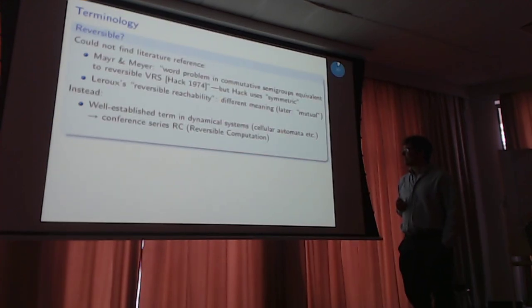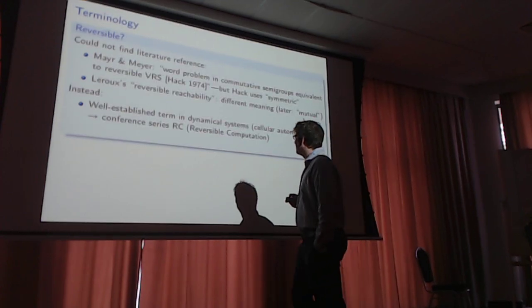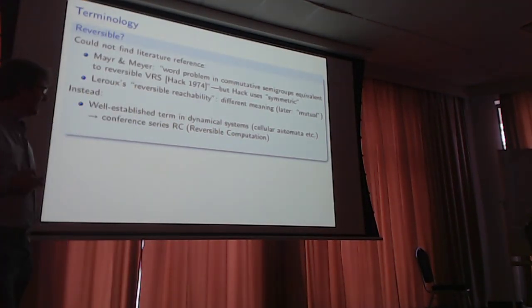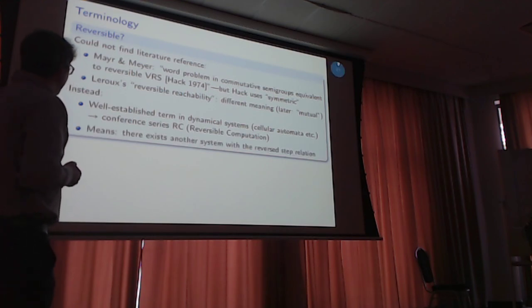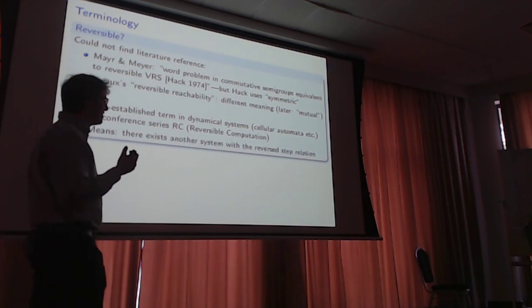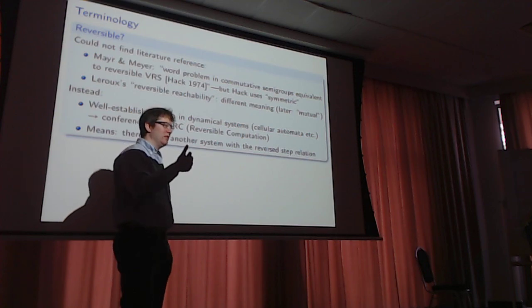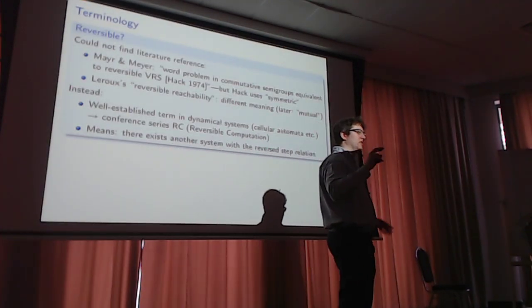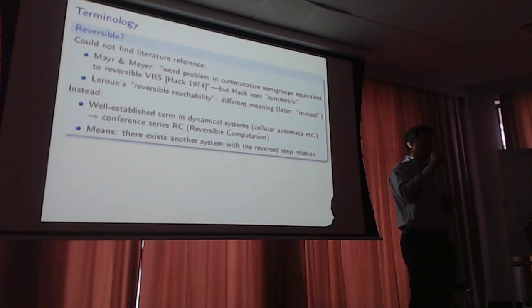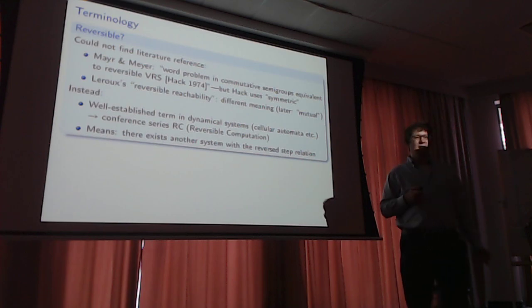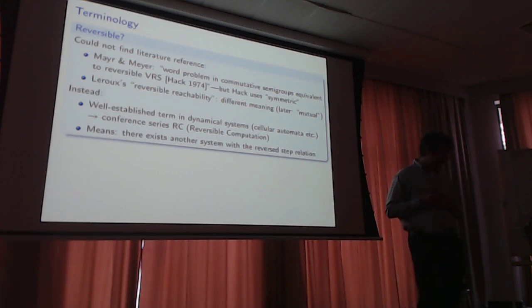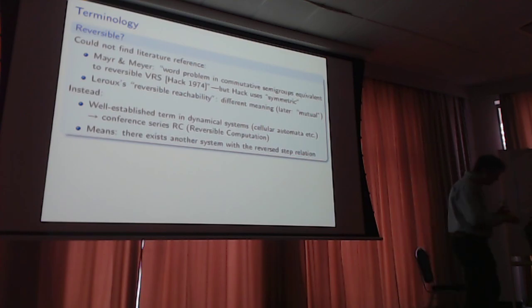Instead, there's a very well-established term in dynamical systems called reversibility, but it means something very different. It means that there exists another system whose step relation is exactly the reverse. For VAS, that's trivially always the case. You can just take the system, reverse all the edges, and you have another VAS. So in that sense, all VAS are reversible. For them, it's about preserving information. So I think reversible is really not the right term.